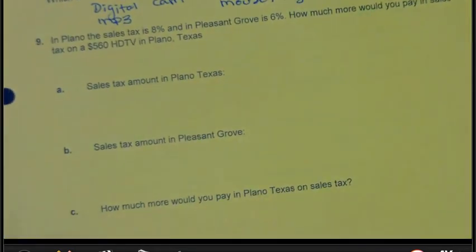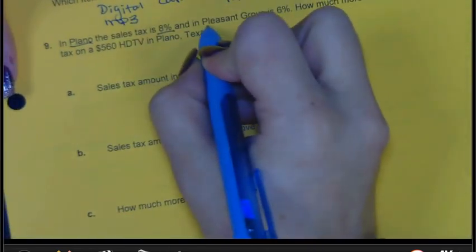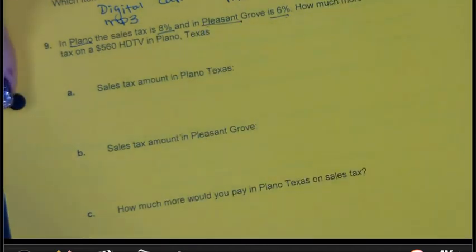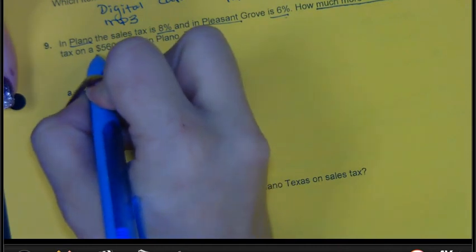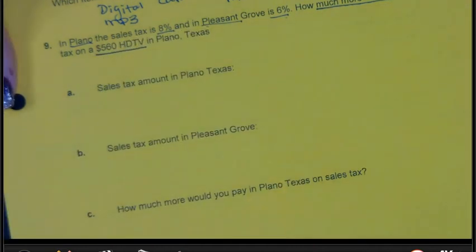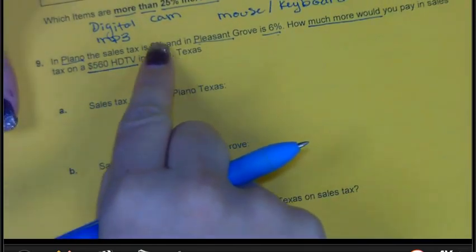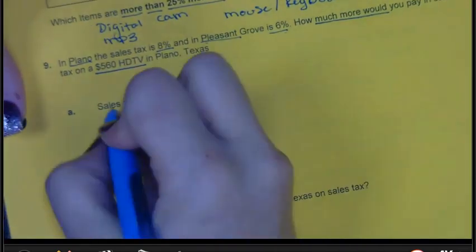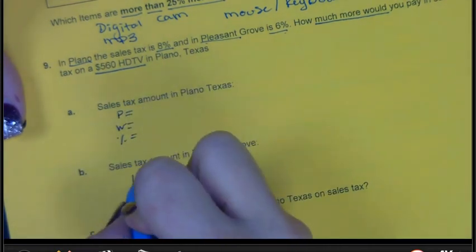All right, number 9. In Plano, sales tax is 8%. In Pleasant Grove, it is 6%. How much more would you pay in sales tax for a $560 HD TV in Plano, Texas? Well, because we know we're going to pay more in Plano because my sales tax is more. So let's go ahead and find out how much tax we're going to pay for each of these two cities.